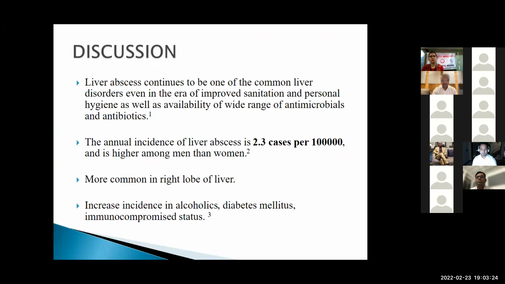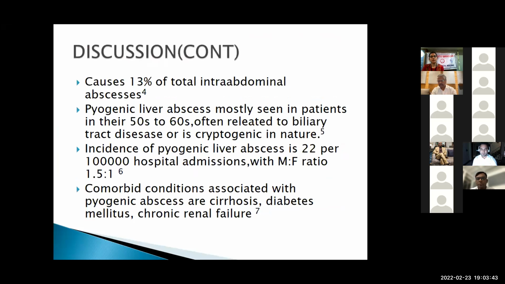Discussion: liver abscess continues to be one of the common liver disorders, even in the era of improved sanitation and personal hygiene, as well as availability of a wide range of antimicrobials and antibiotics. Annual incidence of liver abscess is 2.3 cases per 1 lakh population, higher among men than women. More common in the right lobe of the liver. Increased incidence in alcoholics, diabetes mellitus, immunocompromised status. Causes 13% of total intra-abdominal abscesses.